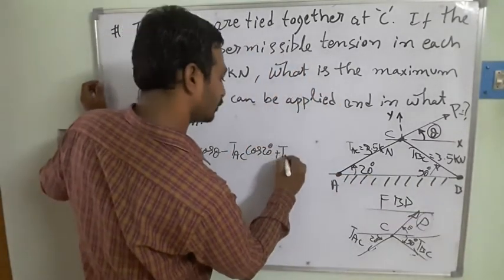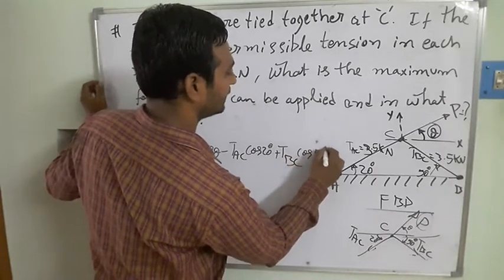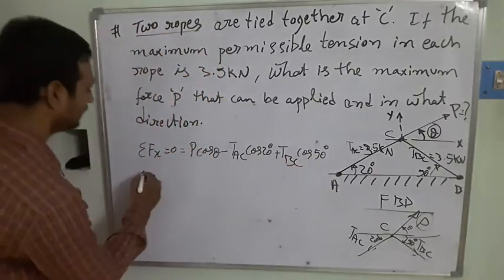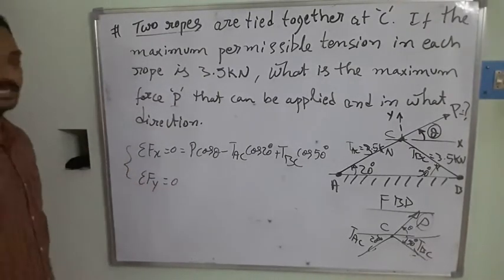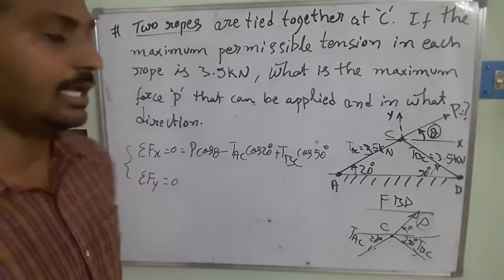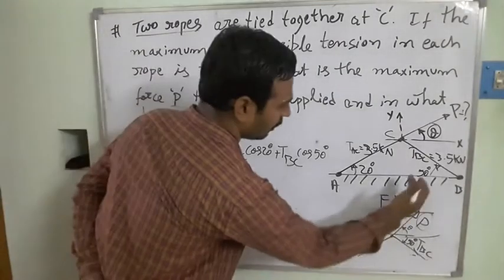That's why positive, I am going to be taking TBC cos 50 degrees. Similarly, sigma Fy is equal to 0. With this combination we can say the system is going to be in the equilibrium condition. So that is equal to the P. In this case, the vertical components we need to take.